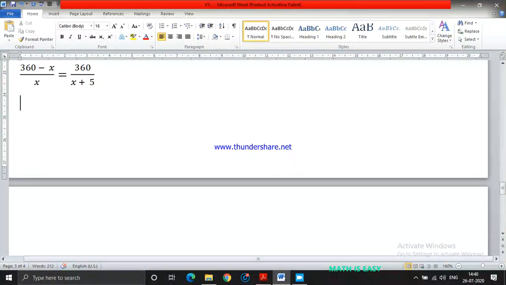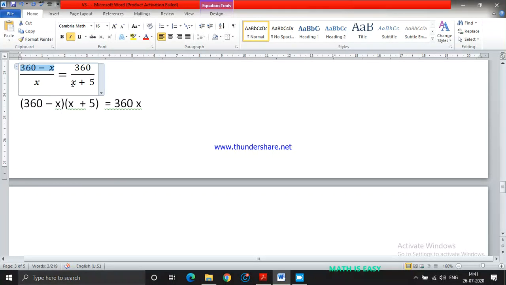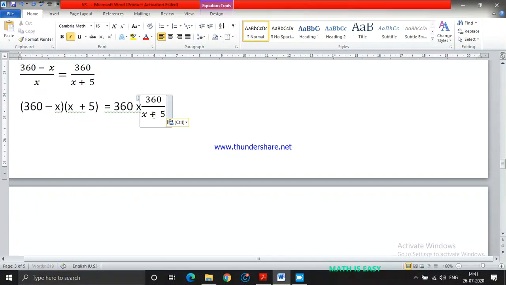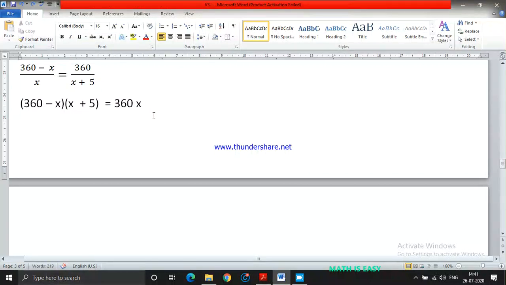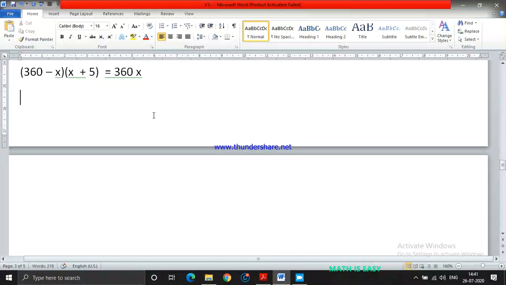What will come in the cross multiplication? This 360 minus x will multiply with x plus 5 is equals to 360 into x. Where this 360 will multiply with this x, and this 360 minus x will multiply with x plus 5. So as usual, now open up the bracket.